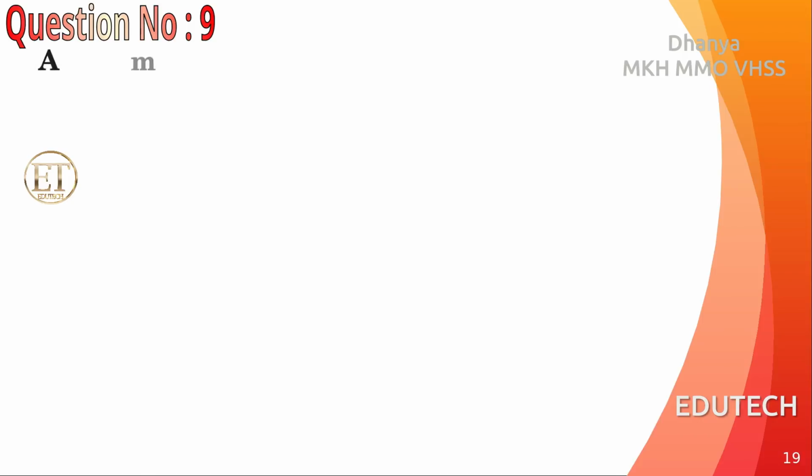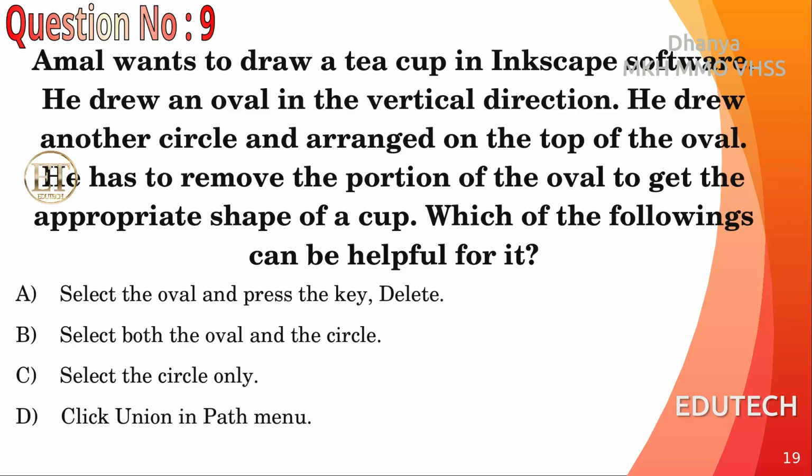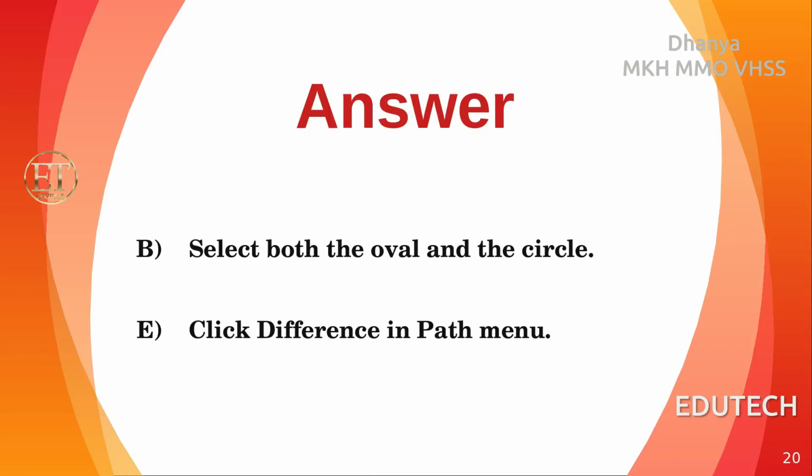Question number 9. Amal wants to draw a teacup in Inkscape software. He drew an oval in the vertical direction. He drew another circle and arranged it on the top of the oval. He has to remove the portion of the oval to get the appropriate shape of a cup. Which of the following can be helpful for it? A. Select the oval and press the key delete. B. Select both the oval and the circle. C. Select the circle only. D. Click union in path menu. E. Click difference in path menu. Answer: B. Select both the oval and the circle. E. Click difference in path menu.